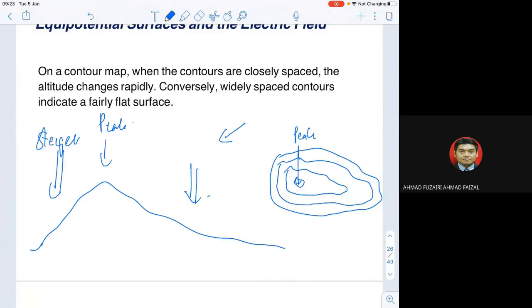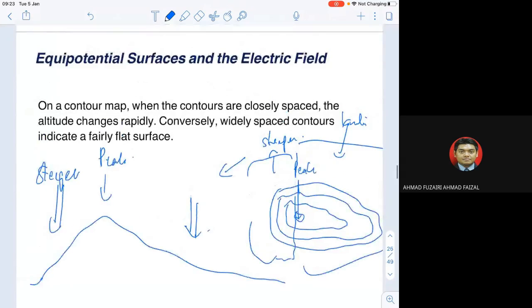This is the part where it is steeper, and the place here is gentler, the flattest. Okay, so it's actually a very good example of how we can extend our knowledge in terms of equipotential surfaces.